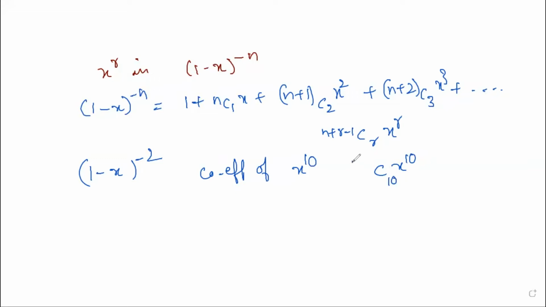11C10, that is 9 plus 2, 11. So this expansion is very important to know before we learn this method of finding the non-negative integral solutions using this coefficient method. So let us see what is the coefficient method.